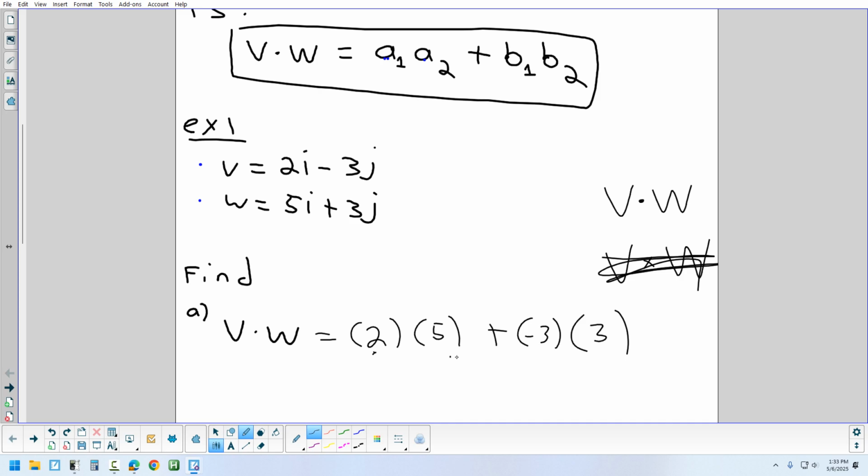What's 2 times 5? 10. And negative 3 times 3? Negative 9. So the dot product here would be 10 minus 9, which is 1. That's the dot product. So it's not really a hard thing to find.